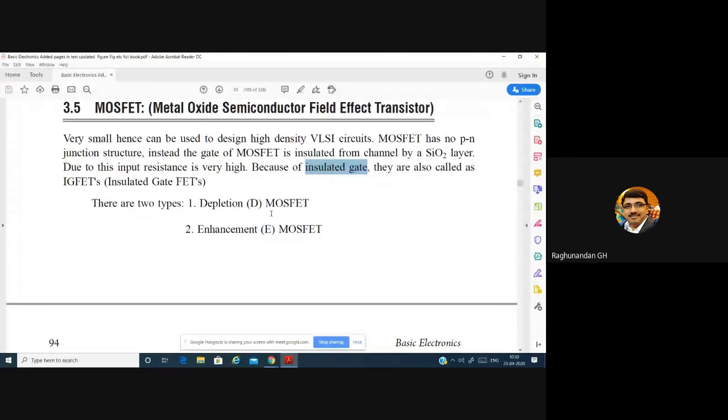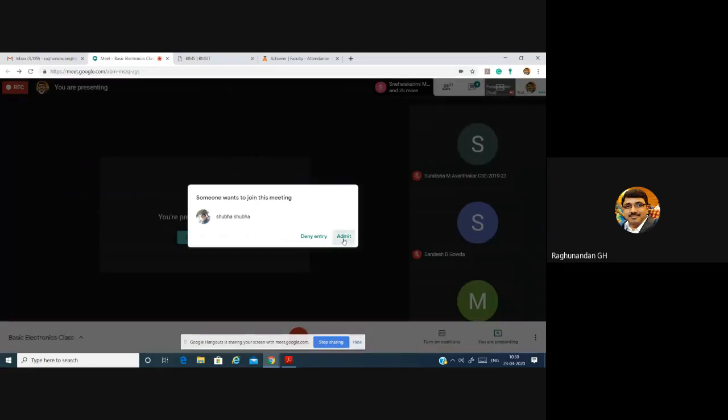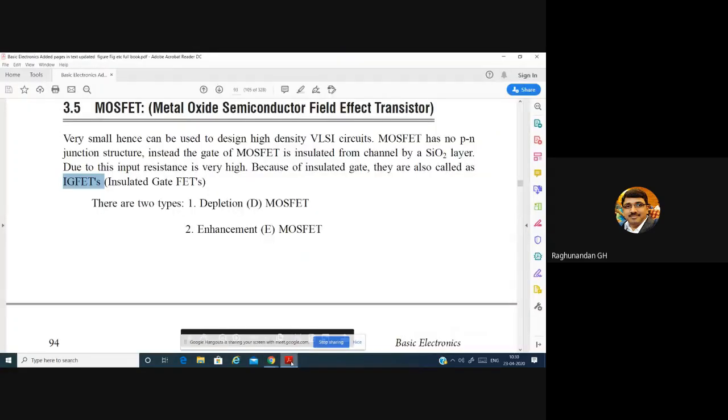Instead of MOSFET, they can even ask you what is IGFETs. So IGFET is nothing but MOSFETs only. It is insulated gate field effect transistor, whereas MOSFET is metal oxide semiconductor field effect transistor. Metal oxide because we are using silicon dioxide layer. It is an oxide layer, so that's why we are using the term oxide in the name.